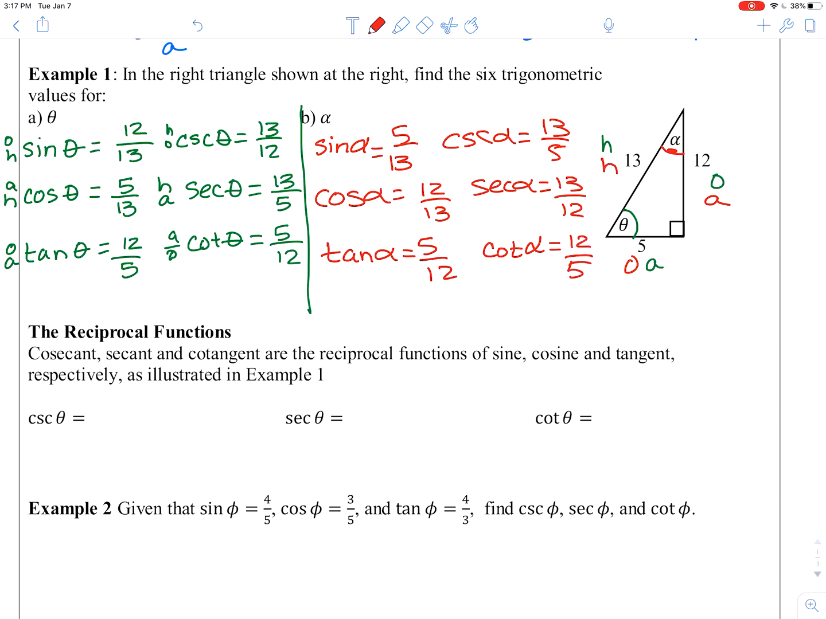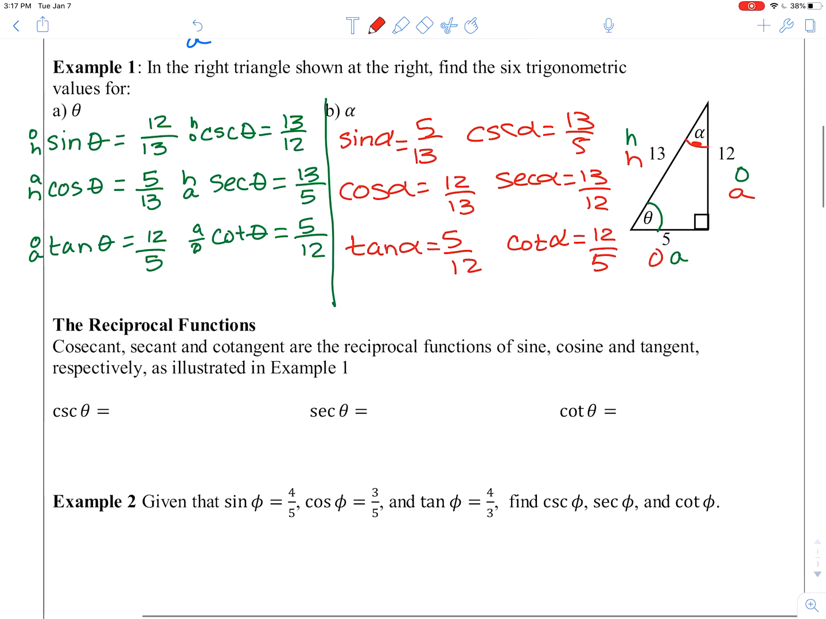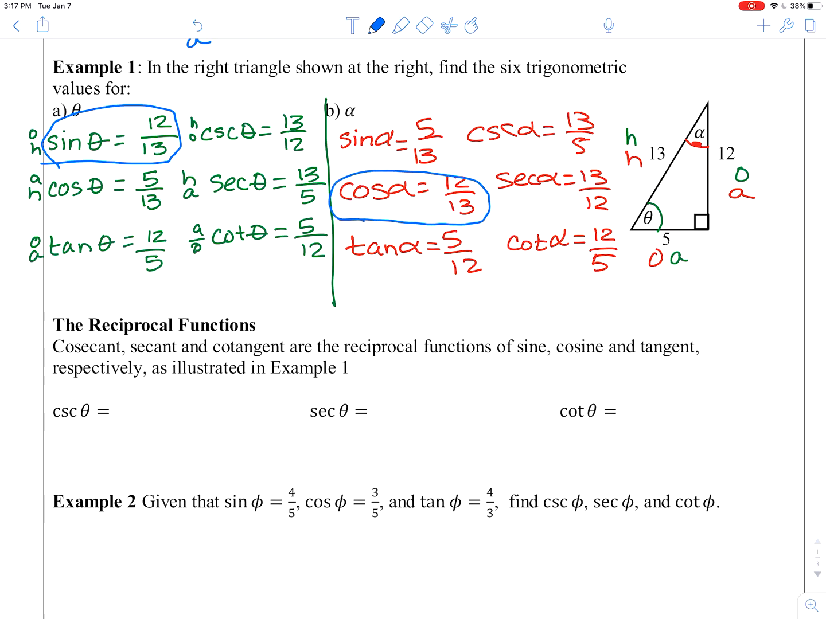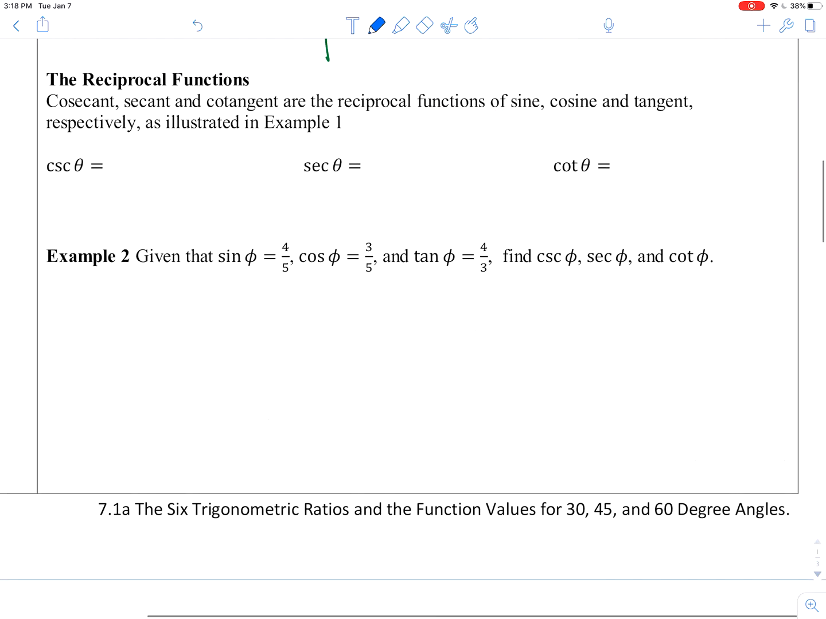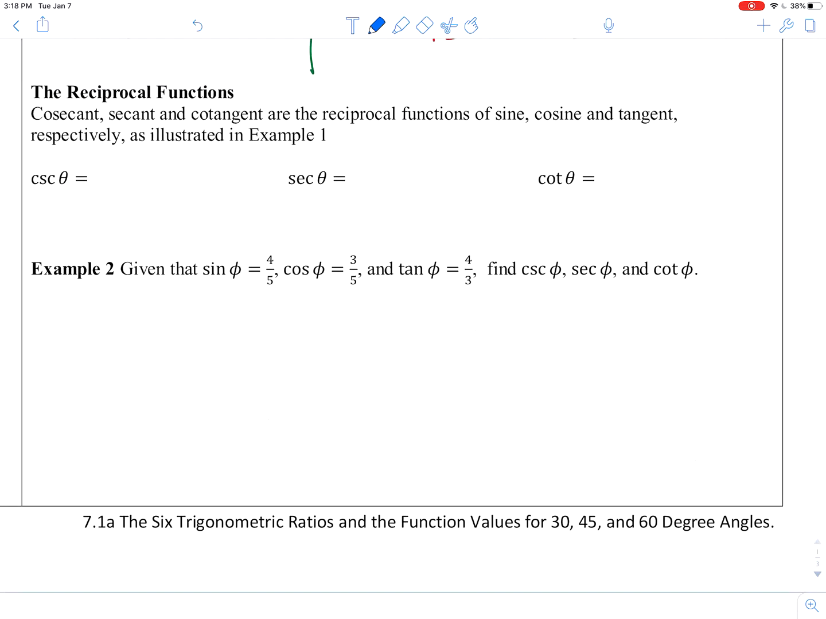Okay, so there you have your values. You could take a minute to look at some connections here. You'll notice things like the sine of theta is the same as the cosine of its complementary angle of alpha. It's interesting. You'll notice that the cosecant of theta is equal to the secant of alpha. That's a weird thing that my iPad did. If you look at the patterns, you'll see some things start to emerge, but don't overwhelm yourself. Let's just keep going.